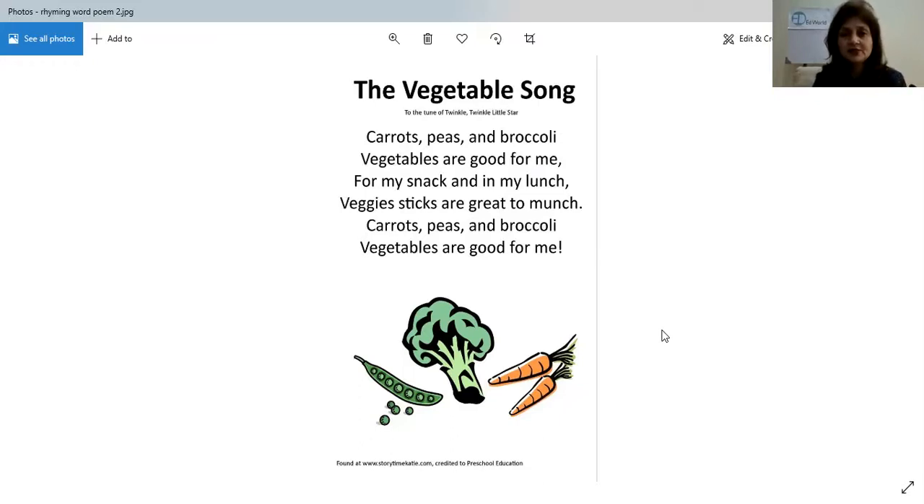Again, the first sentence is repeated. Carrots, peas, and broccoli, vegetables are good for me. So you see how these two, broccoli and me, their pattern is not the same, yet if you read them, their sounds are the same. For my snack and in my lunch, veggie sticks are great to munch. Now lunch and munch, their pattern is the same and their sounds are the same. So you see how these words can have different patterns, and they are called rhyming words.